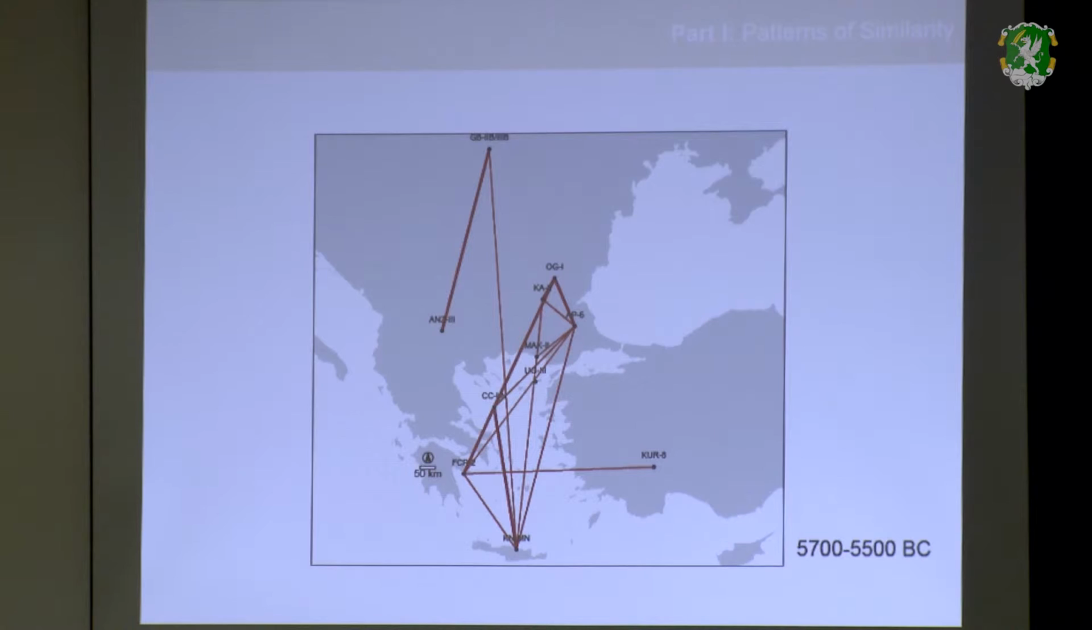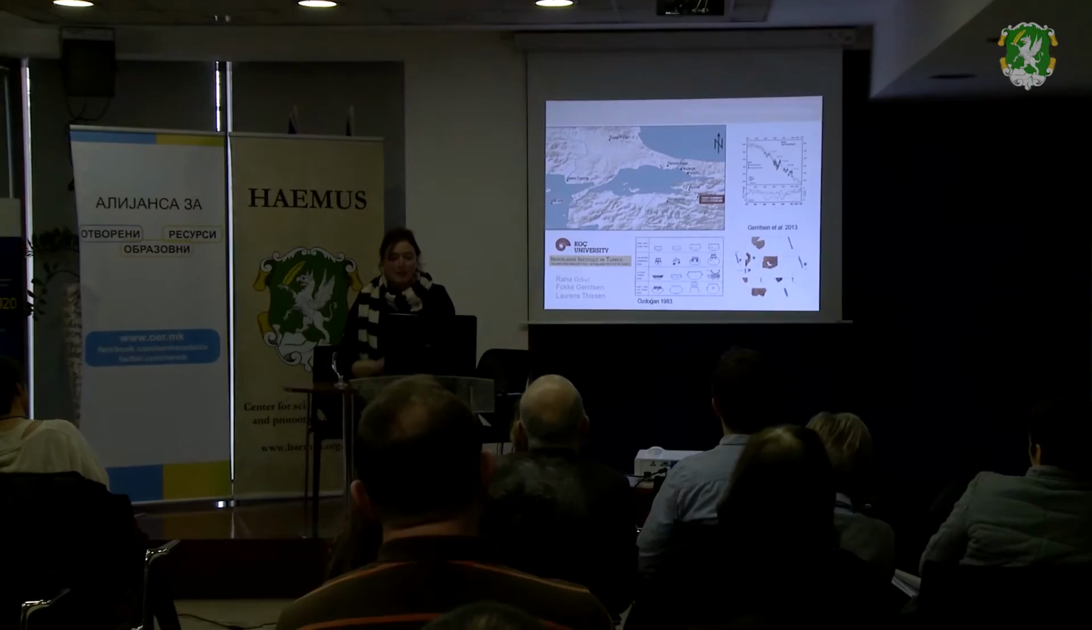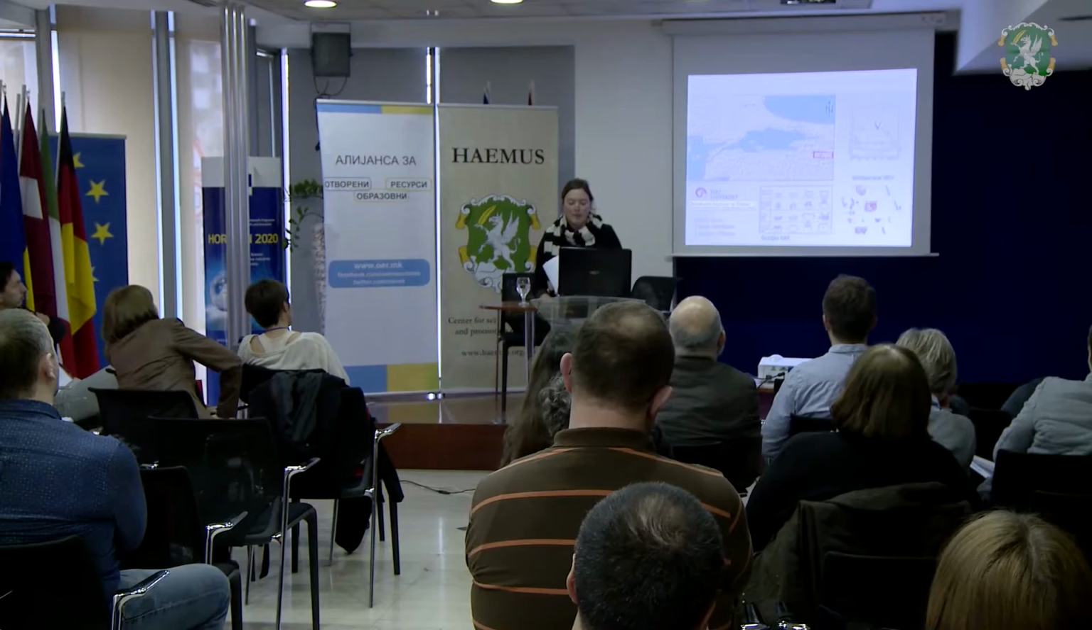And that's basically the end of my network analysis. So now on to tying this into the petrographic results. I looked at the Marmara region in the first place. So the very earliest ceramic assemblage from Barcin Höyük, I will discuss.